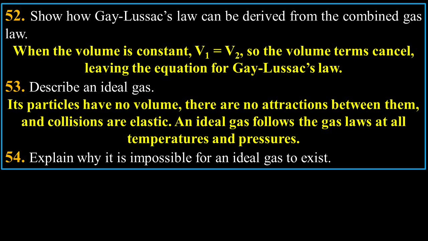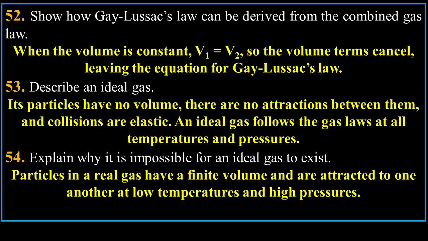explain why it is impossible for an ideal gas to exist. Because the intermolecular forces have to exist. They do exist because they're made of atoms. Particles in real gases have a finite volume and are attracted to one another at low temperatures and high pressures because of those intermolecular forces.